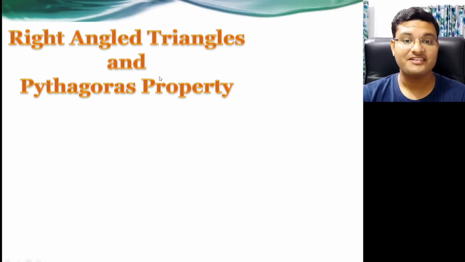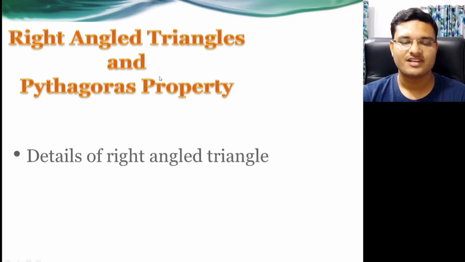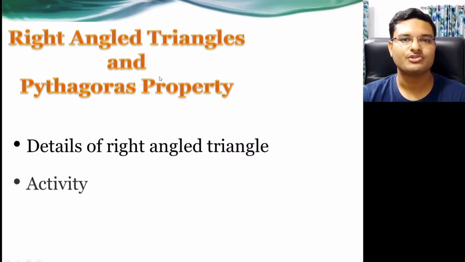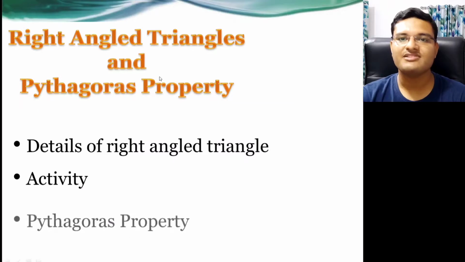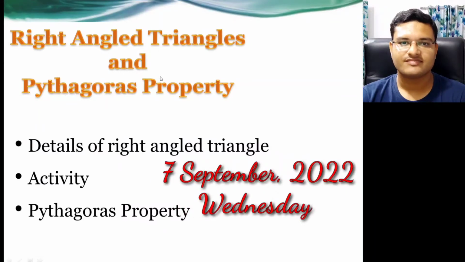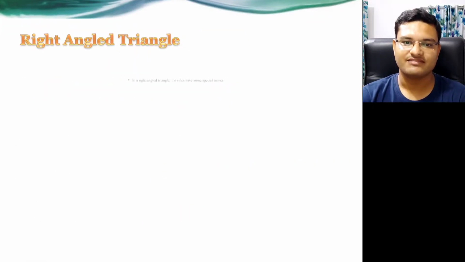So let's get started. Right angled triangles and Pythagoras property. We are going to talk about it today. First of all, we are going to talk about some details of right angled triangle. Then we are going to do some activity regarding it. And then based on that activity, we are going to learn about Pythagoras property. So let's start with right angled triangle.